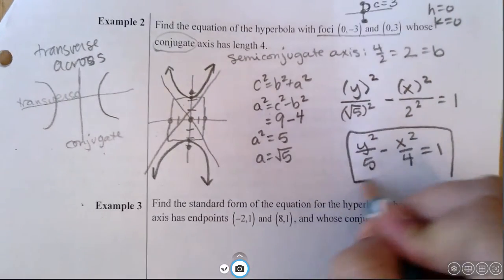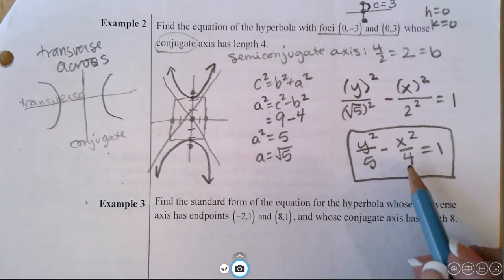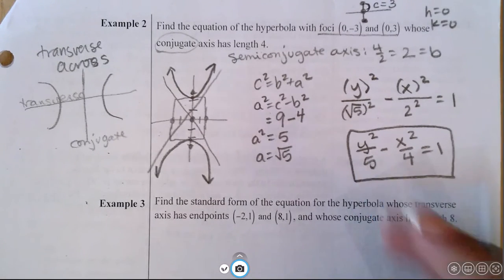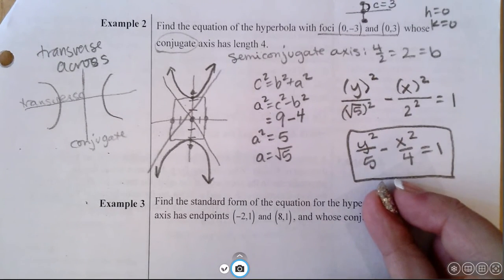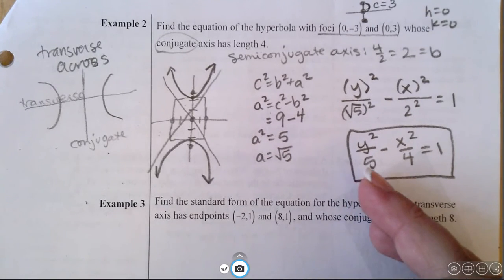And remember, for hyperbolas, a could be smaller than b. In this one it isn't, but it could be. So we could have switched the 5 and 4, and it would still be a and b, because a is always first in a hyperbola.